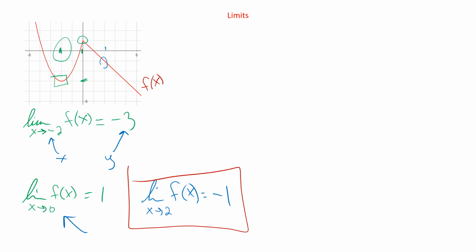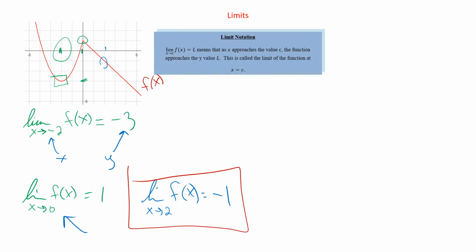So what is the limit, or the notation? The limit as x approaches c of f of x equals L means that as x approaches the value c, the function approaches the y value, L. This is called the limit of the function as x approaches c. This is exactly what we were just looking at. This is just the more formal definition.